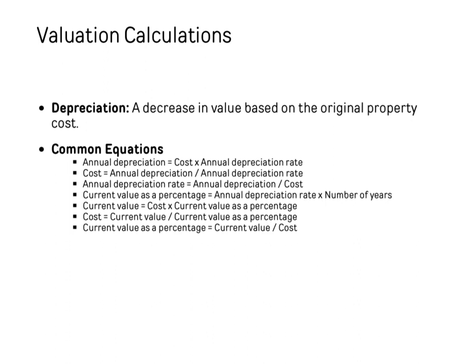Valuation calculations: depreciation is a decrease in value based on the original property cost. Common equations: annual depreciation = cost x annual depreciation rate. Cost = annual depreciation / annual depreciation rate. Annual depreciation rate = annual depreciation / cost. Current value as a percentage = annual depreciation rate x number of years. Current value = cost x current value as a percentage. Cost = current value / current value as a percentage. Current value as a percentage = current value / cost.